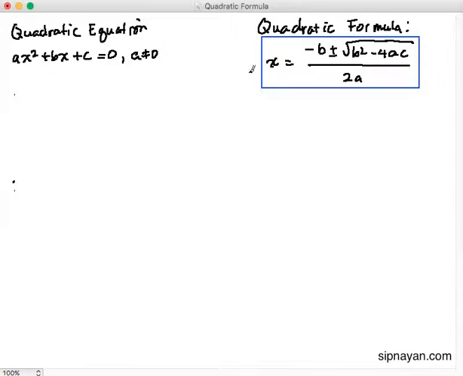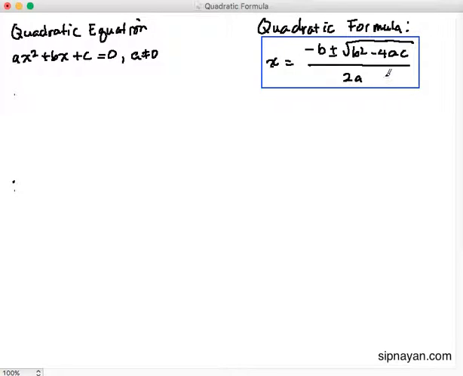Sa previous video natin, pinag-aralan natin kung paano i-derive yung quadratic formula, no? So, ang quadratic formula, siya yung solution to the quadratic equation ax squared plus bx plus c, where a is not equal to 0. Here, we want to find the value of x. Panoorin yung previous video para makita paano ito nakuha. We want to find the value of x here, and nakuha natin that the value of x is this one. And this one is called the quadratic formula.